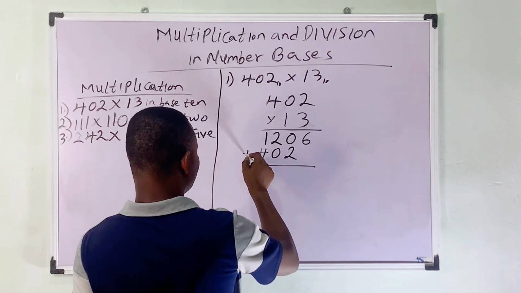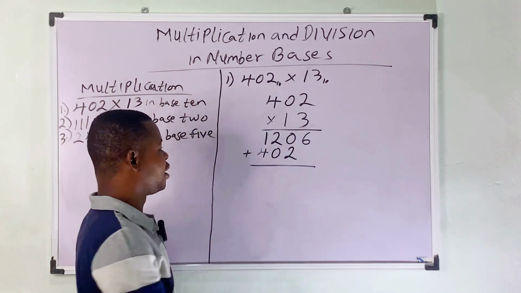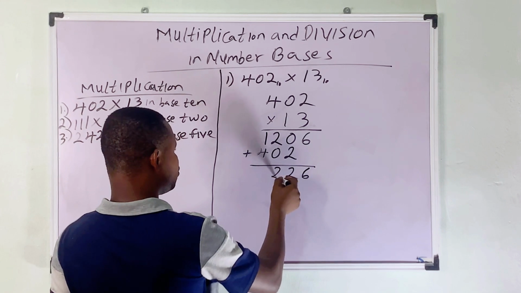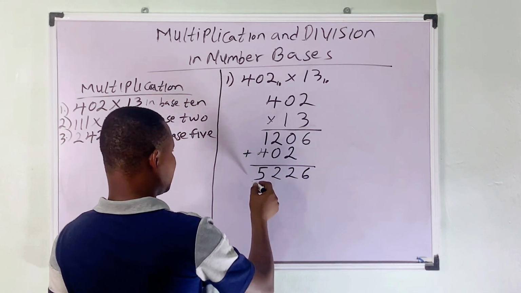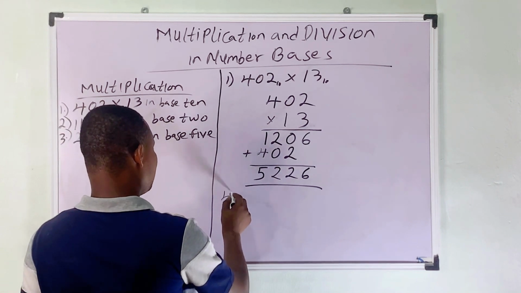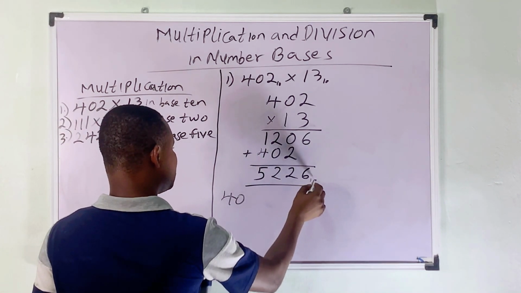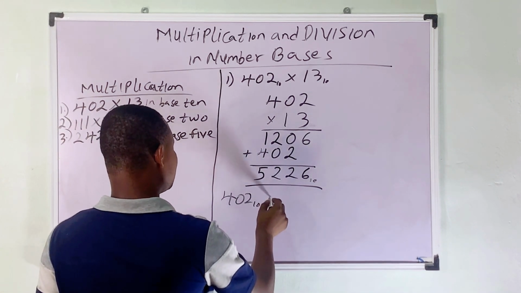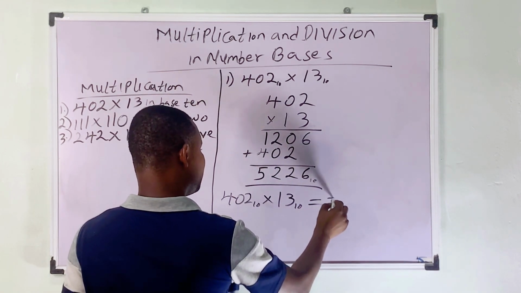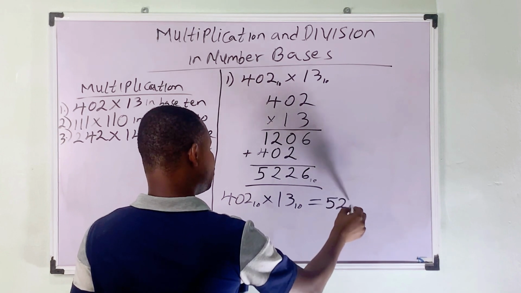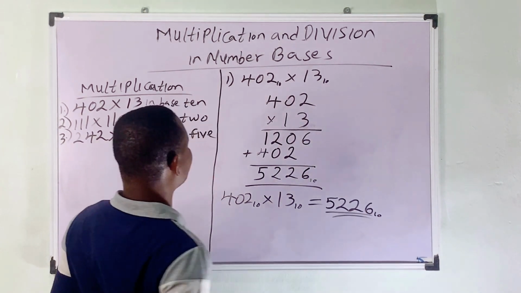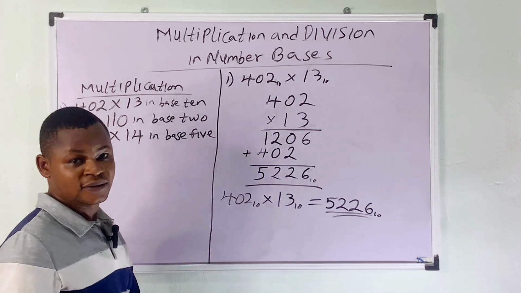In total, we perform the addition operation here. Then we have 6, 2, 2, then 5. This is our answer. So 402 in base 10 times 13 in base 10 will be equal to 5226 in base 10. It is very simple.